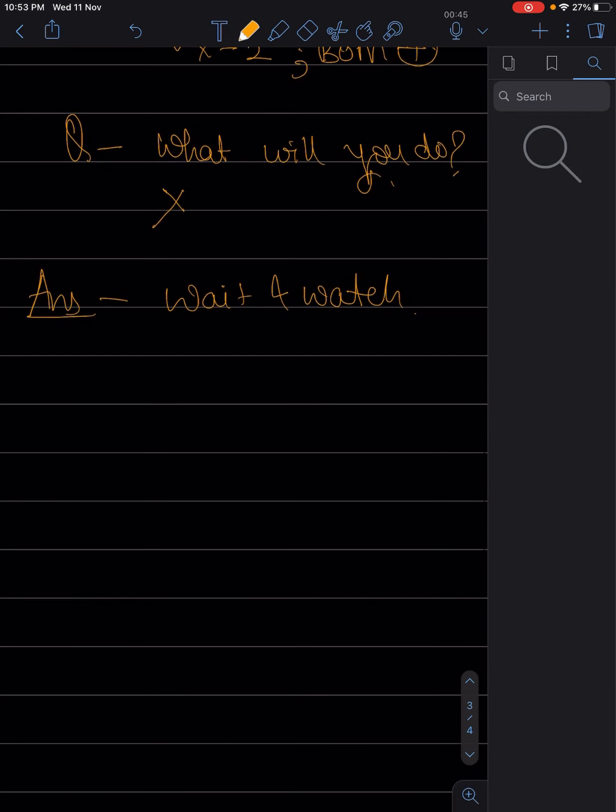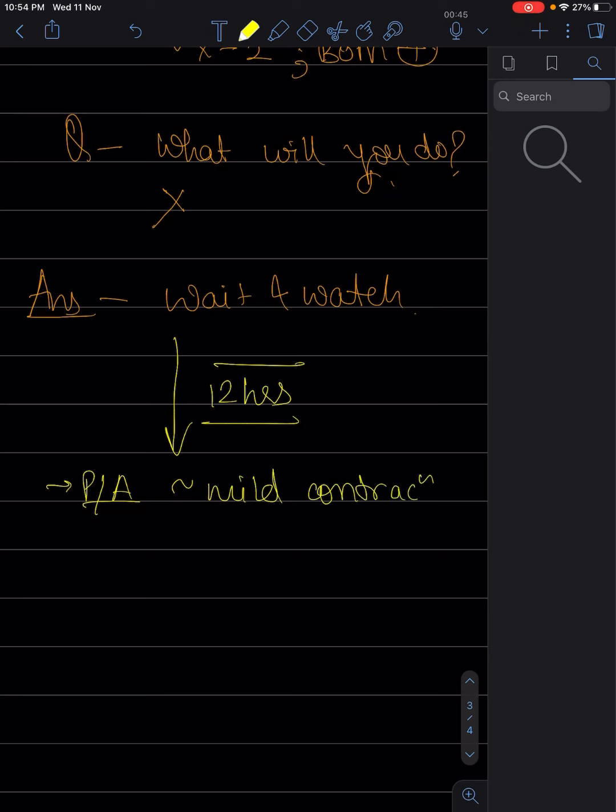Now supposing 12 hours later, you reassess the patient. Supposing she's having slightly better contractions, and you start assessing her, right? So on per abdomen, you realize she's still having mild contractions. Her contractions are still lasting around 15 seconds. So she is still having mild contractions, fine.